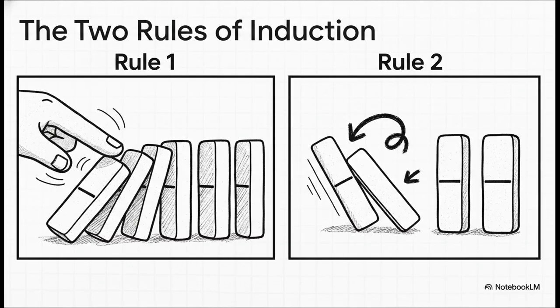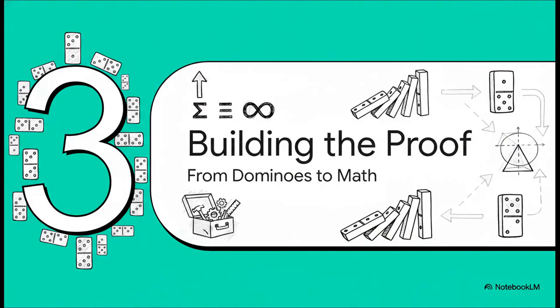First, you have to know for a fact that the first domino will fall. That's rule 1. You've got to give it that initial push. Second, you have to know that the dominoes are spaced correctly, that if any given domino falls, it is guaranteed to knock over the next one. That's rule 2. If you can prove both of those things are true, you've just proven the entire infinite line will fall.